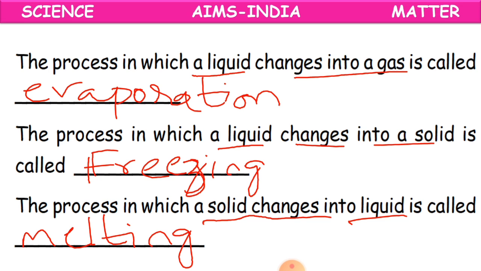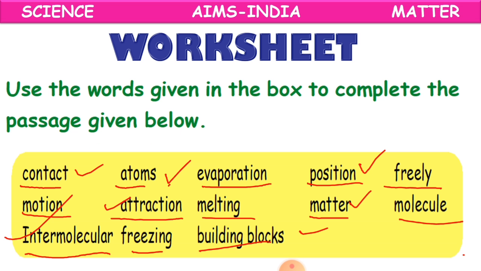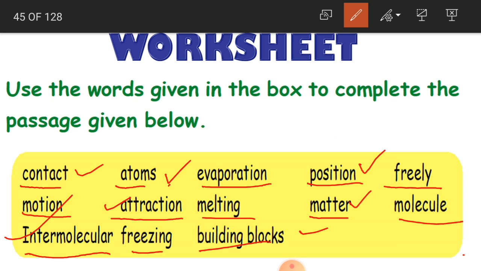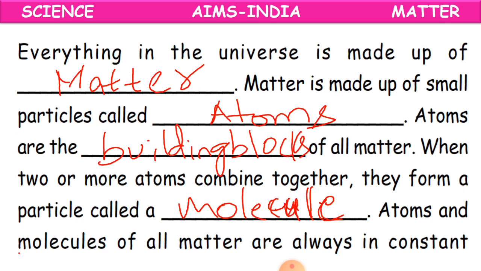Clear, children? So let us check whether we have the words here. Yes, so it is freezing, melting, freezing, yes, evaporation. So already we have used freely and molecule also. So we have completed the passage. Clear, children?